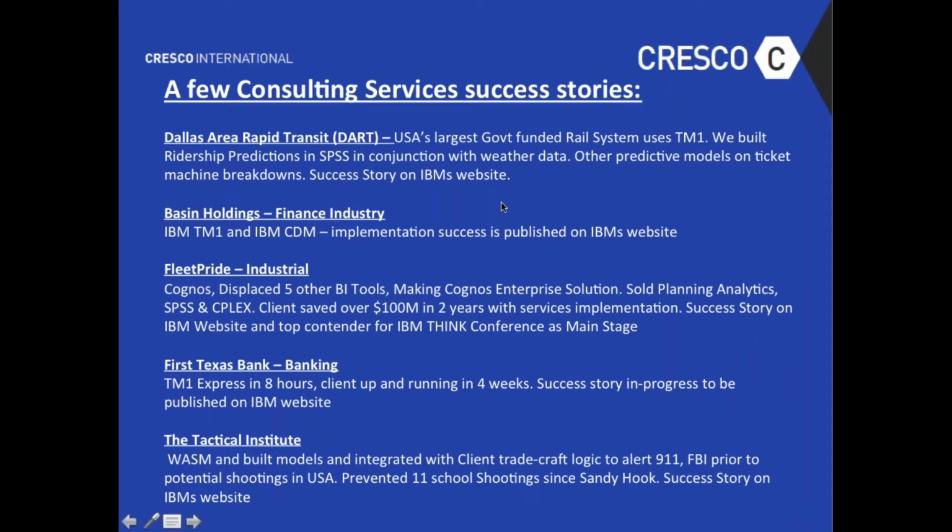The other one that I'd like to talk about is the one at the bottom of your screen, the Tactical Institute. We used a technology called Watson Analytics for social media for this institution. It uses the IBM technology and some tradecraft to crawl the web and find out what people are saying about negative things about their schools and their offices, and basically alert the FBI and local police offices about what people are saying, and then go after them. They've actually prevented 11 school shootings since Sandy Hook using the IBM technology. Once again, a pretty cool success story that's available on IBM's website.